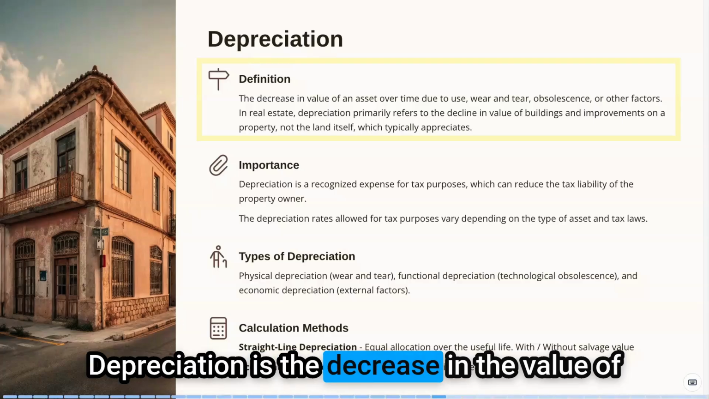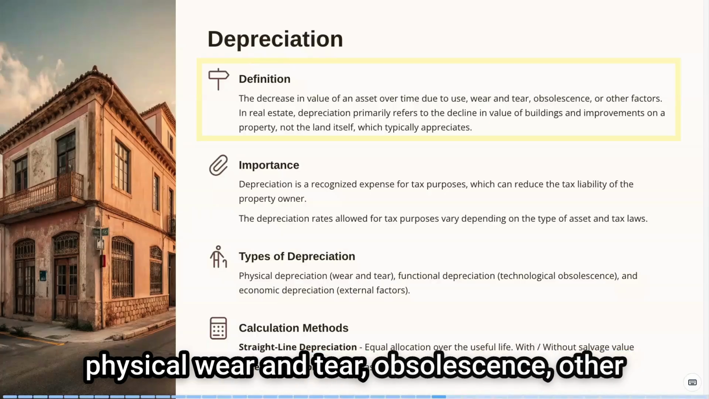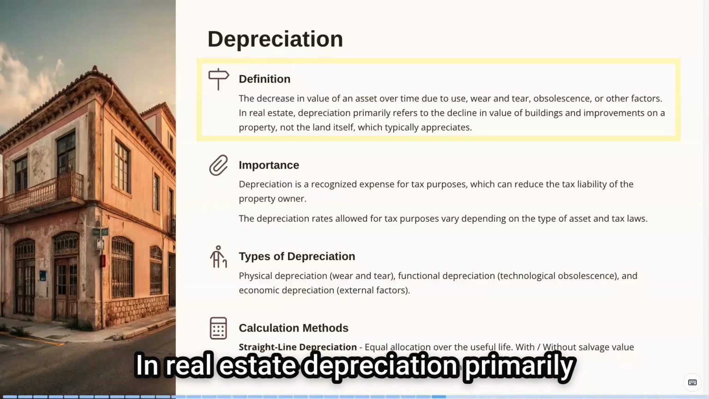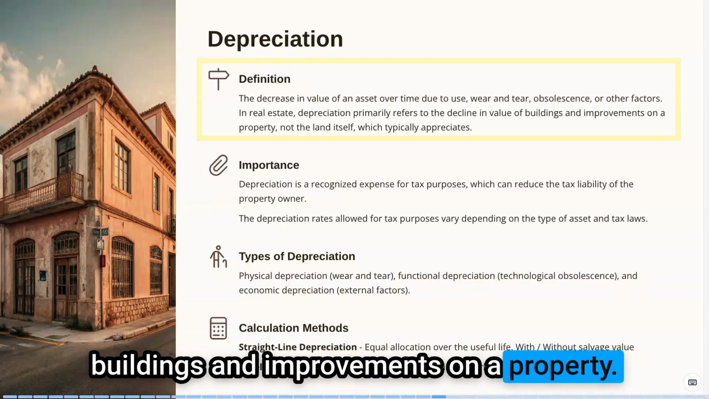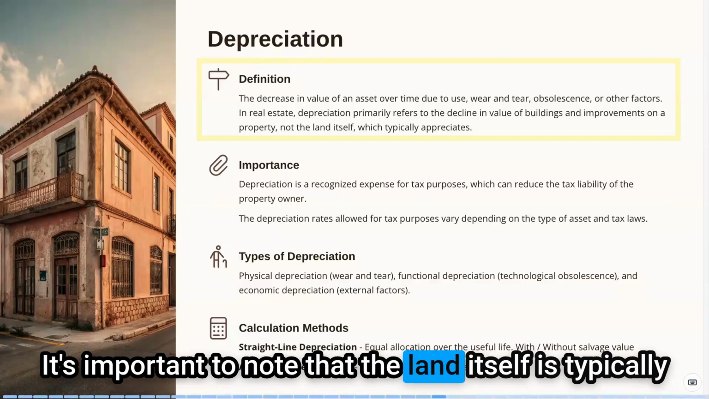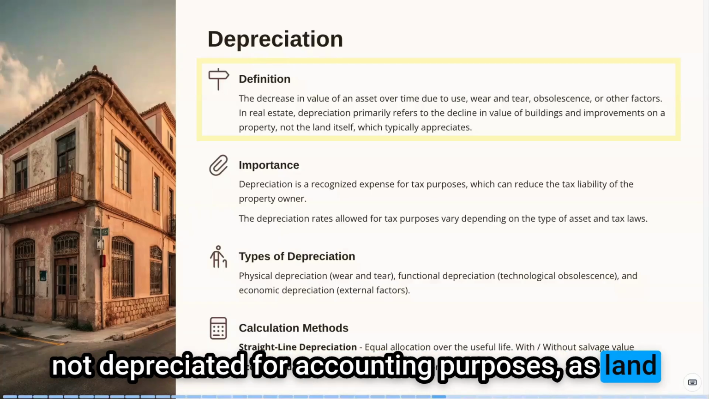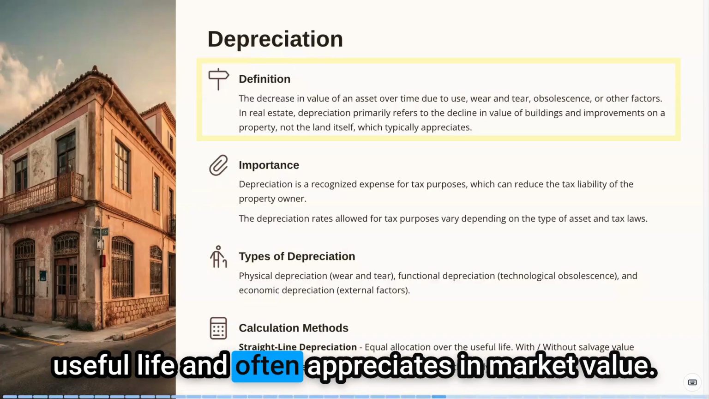Depreciation is the decrease in the value of an asset over time due to factors like use and physical wear and tear. Obsolescence, other factors that reduce its usefulness or value. In real estate, depreciation primarily refers to the decline in the value of the buildings and improvements on a property. It's important to note that the land itself is typically not depreciated for accounting purposes, as land is generally considered to have an indefinite useful life and often appreciates in market value.